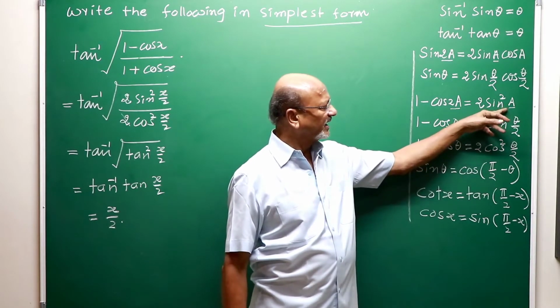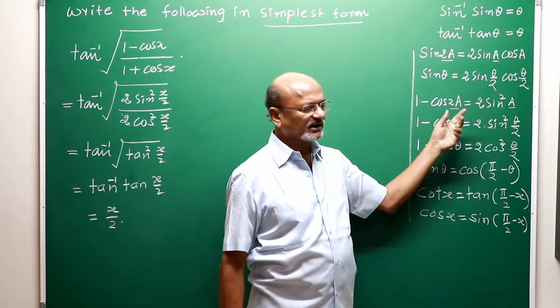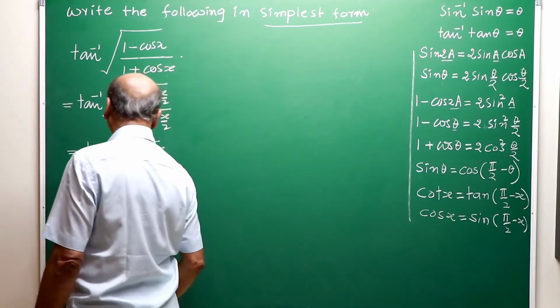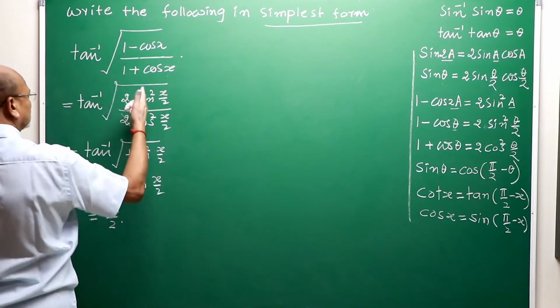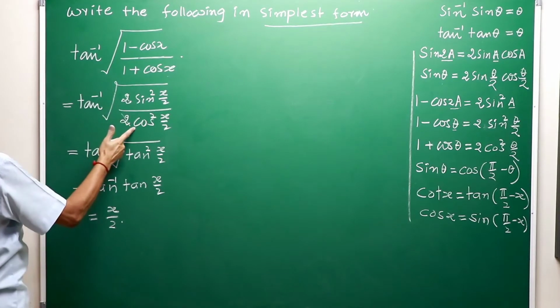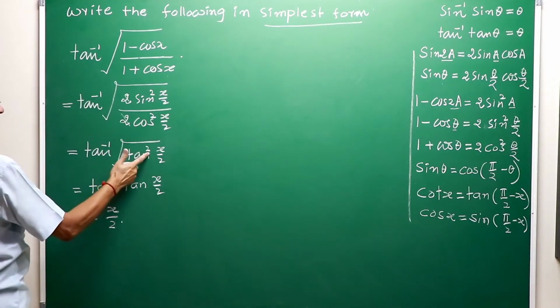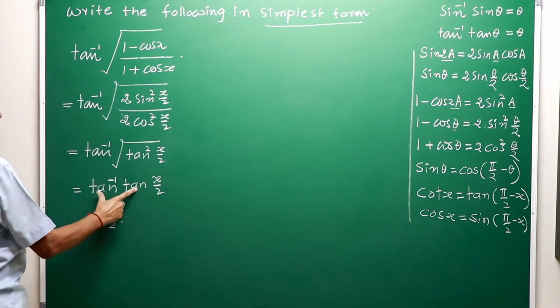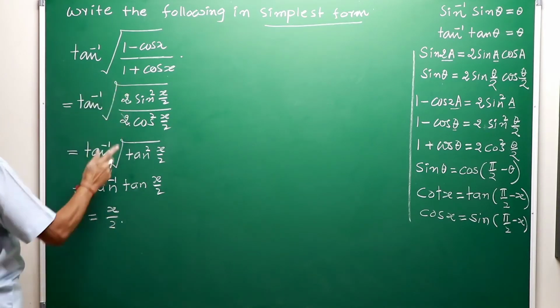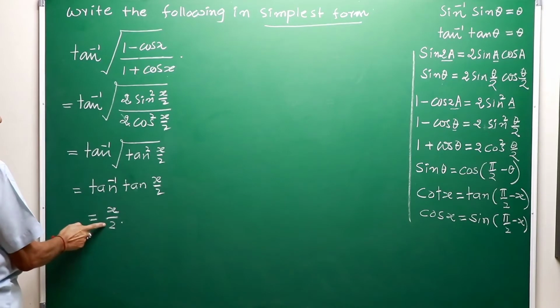What about the angle in the RHS? It is half of the angle in the LHS. Yes, my friends, x becomes x by 2. Minus sine square, plus cos square, 2 cancelled. Sine square upon cos square is tan square. Square root, no. Tan inverse of tan x by 2. See, this is expressed in the simplest form.